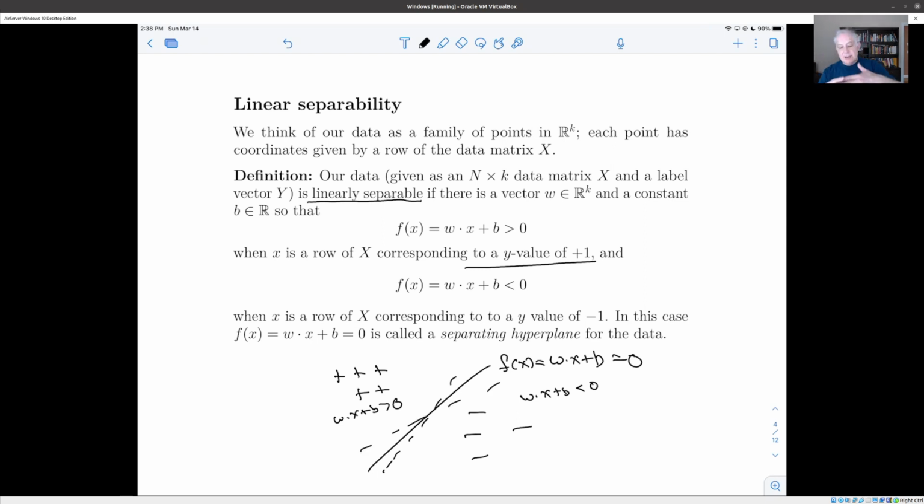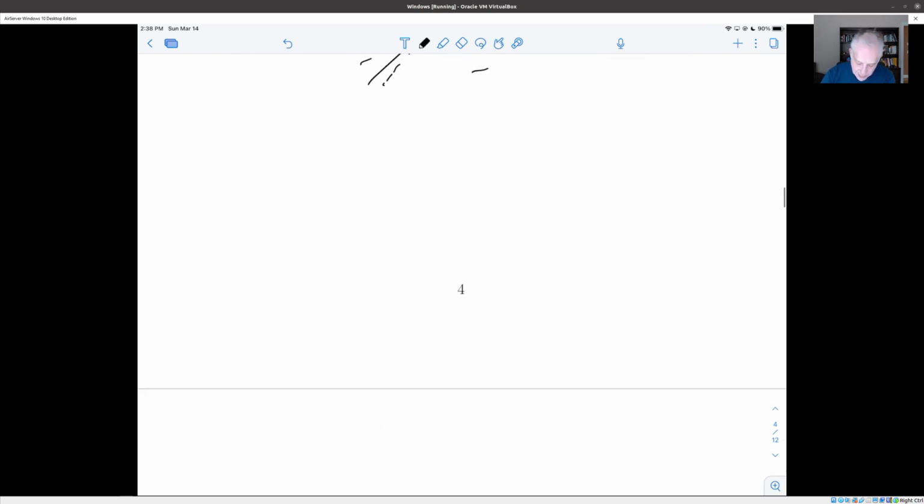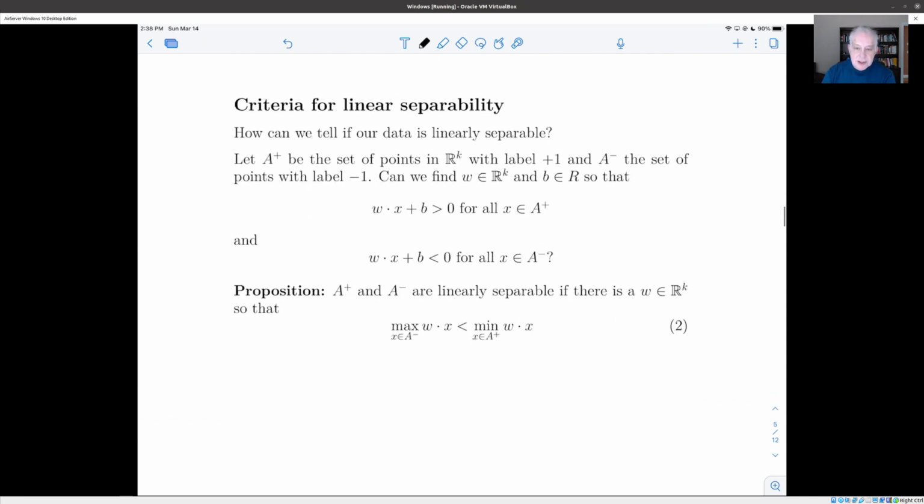You can imagine data points which are sort of mixed together so that no matter how you draw a line between them, you can't separate them. So this is a real property. Sometimes it holds, sometimes not. So we need some kind of way of telling if our set of points is linearly separable. And so we're going to do a little analysis of this point.